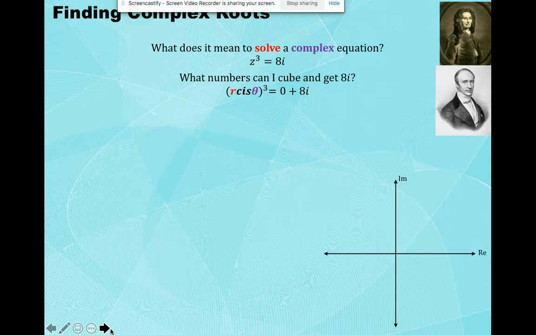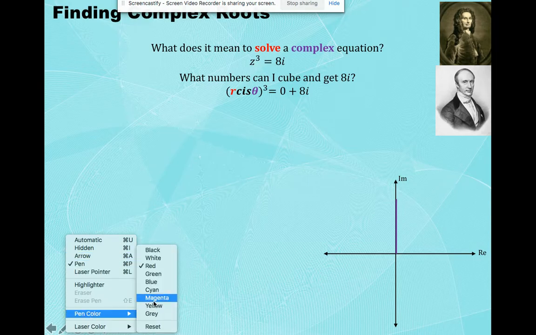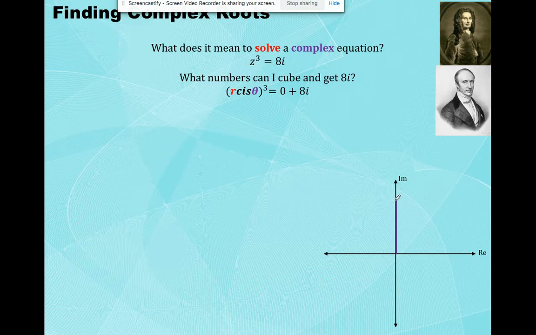Right? I'm going to turn it into polar form and graph it on the Argand diagram. So do you see in this case, on the imaginary axis, this is 8 on the imaginary plane and 0 on the real. What angle is that? Pi over 2, right?